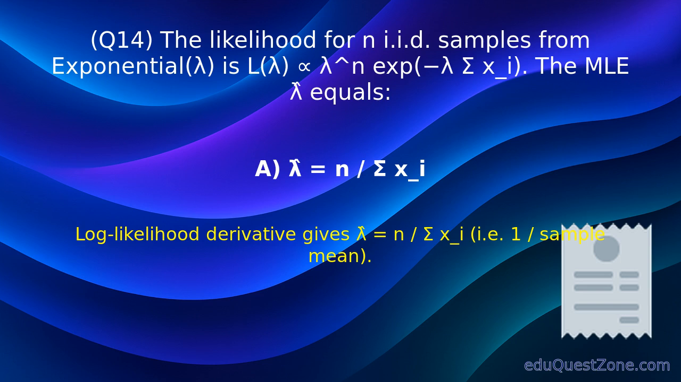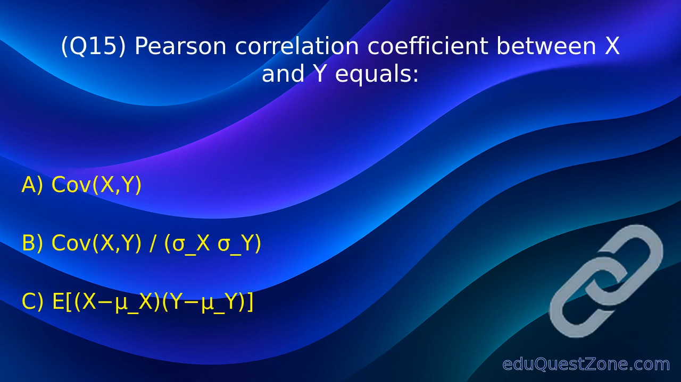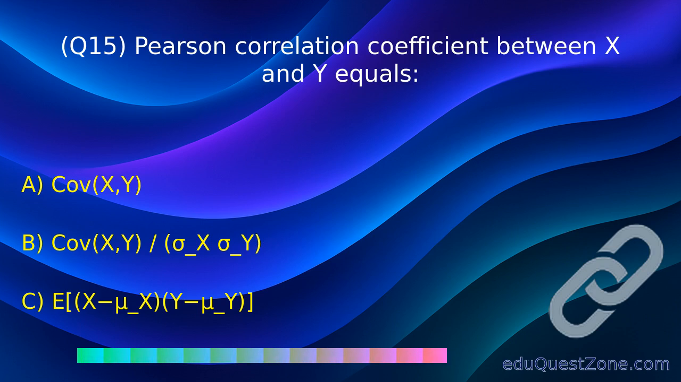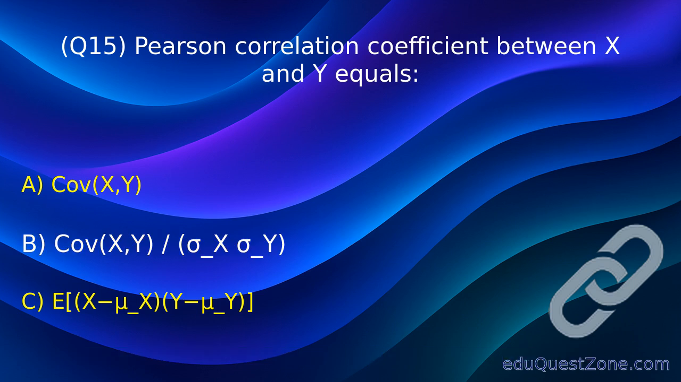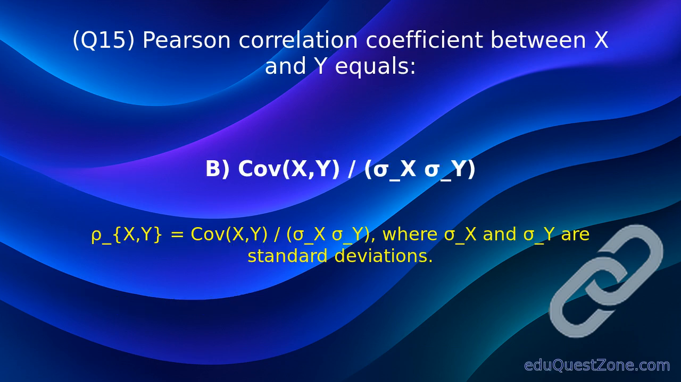mean. Question 15. Pearson correlation coefficient between X and Y equals option B: covariance divided by sigma x times sigma y. The Pearson correlation equals covariance of X and Y divided by product of their standard deviations.